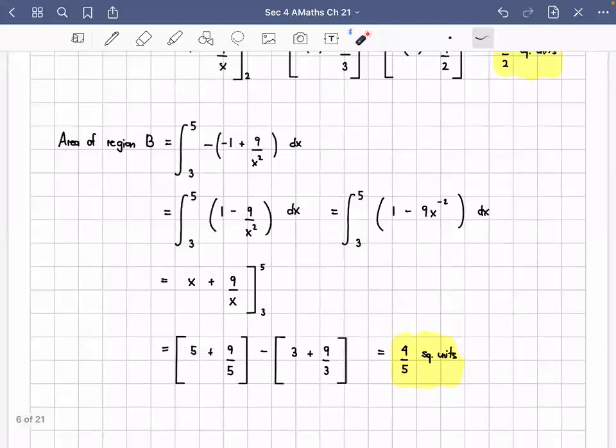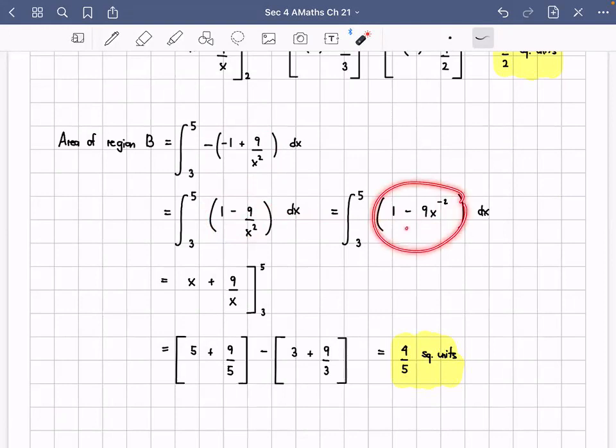Okay, so we multiply this by -1. So therefore, this is now our new equation. So 1 minus 9 over x squared. So again, we need to write this. So it becomes this. So it becomes 1 minus 9x raised to -2.